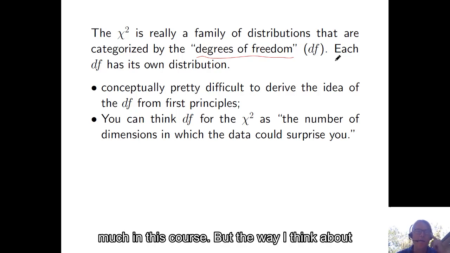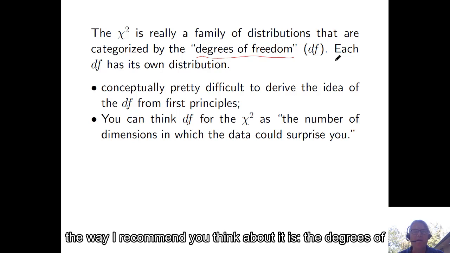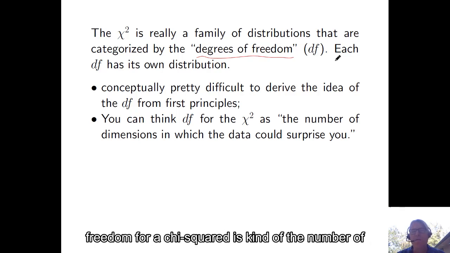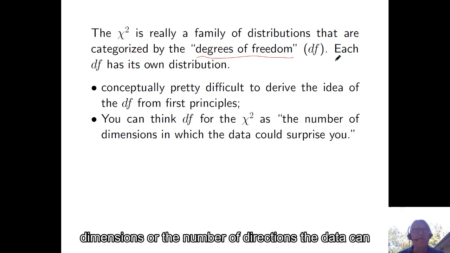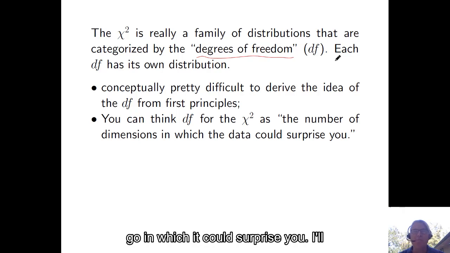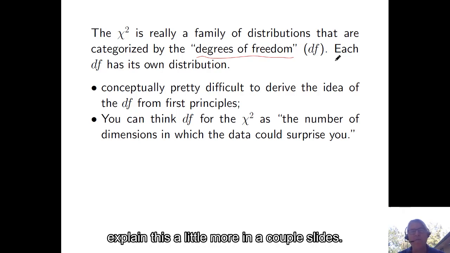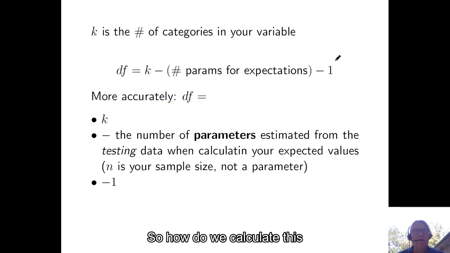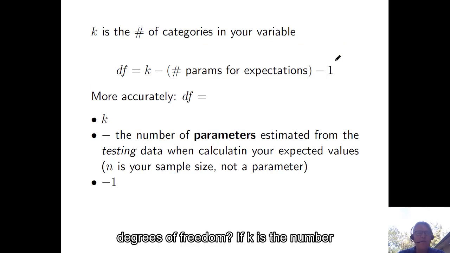But the way I think about it, or the way I recommend you think about it, is the degrees of freedom for a chi-square is kind of the number of dimensions, the number of directions the data can go in which it could surprise you. And I'll explain this a little more in a couple of slides. So how do we calculate this degrees of freedom?